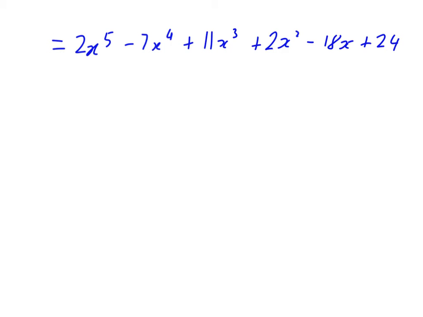And here's what you'll get as your final answer. 2x to the power of 5 minus 7x to the power of 4 plus 11x cubed plus 2x squared minus 18x plus 24.